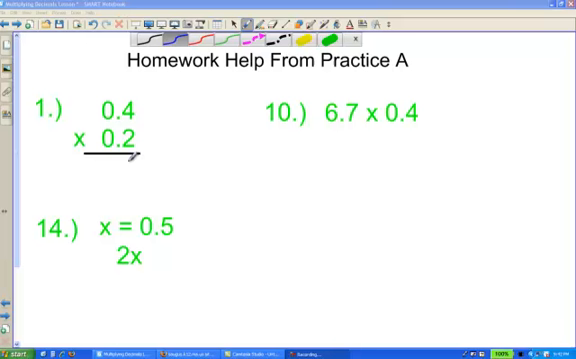And really, all these problems are the same type of problem. They just change the numbers. So it's the process. It's never going to change. It's just that the numbers are a little bit different.